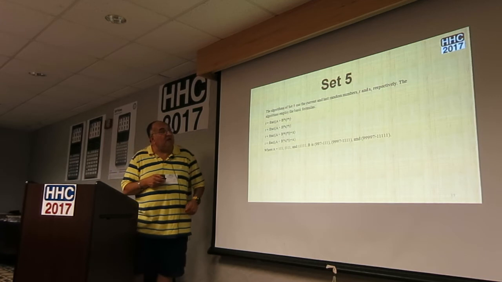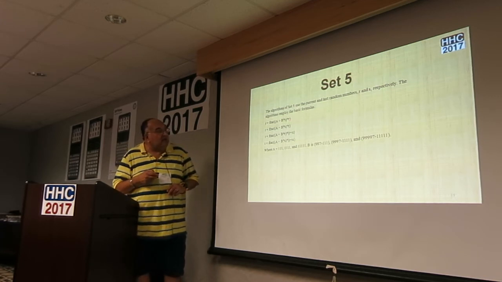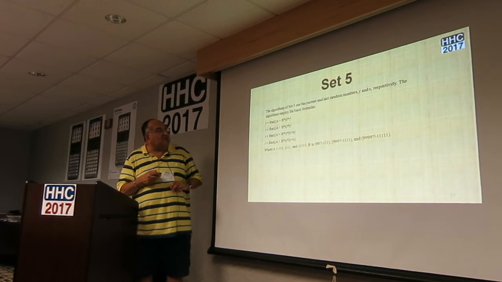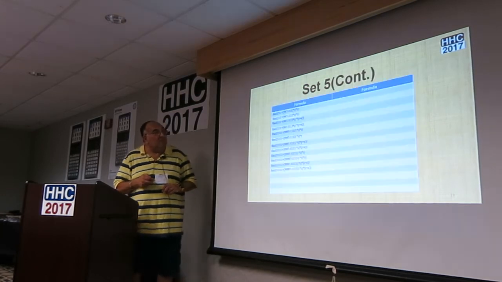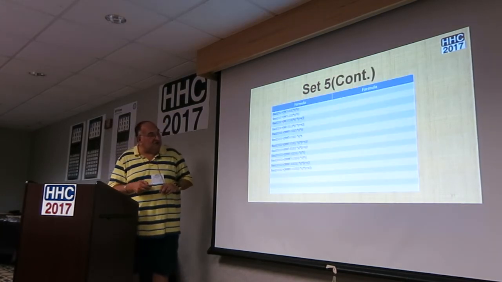Set 5, I use the current random number and sometimes the last random number also, and I have similar forms, and sometimes I shift by pi, and I use constants A and B. These are the A's, and the B's are here. And this shows you the list.